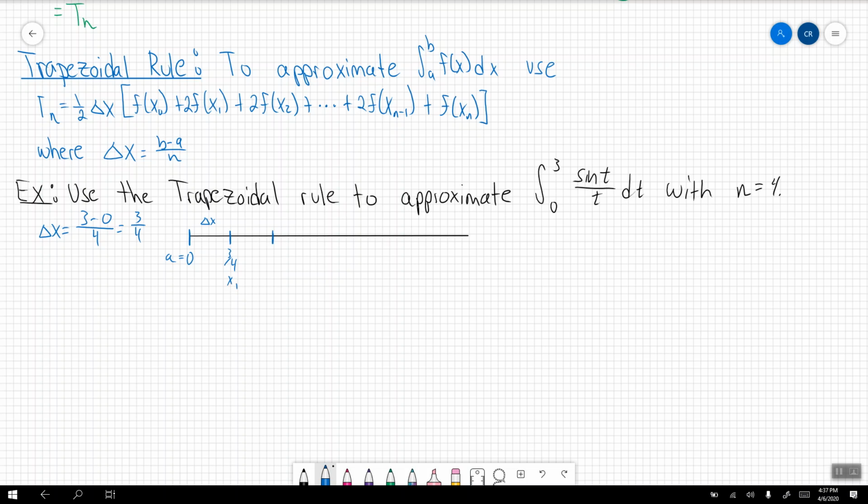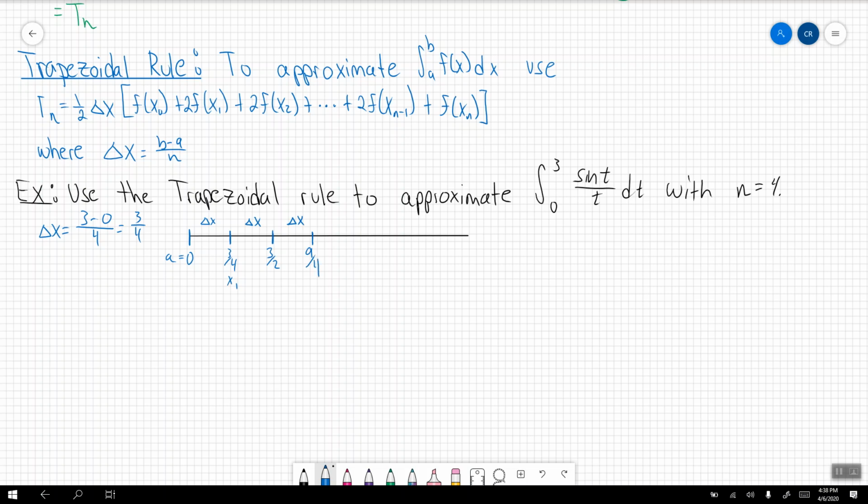What that means is we're going to take 3/4 and add another delta x to it, which gives us 3/4 plus 3/4, a total of 3/2, or you could think about it as 6/4. So I want this 3/2. I'm going to do delta x again. We take that 3/2 and add 3/4 to it once again. This time we get 9/4.